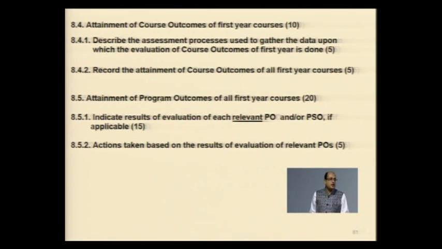All POs may not be relevant to the first year courses. That's why relevant word is used here, and program specific outcomes. And as we saw, action taken based on the results of evaluation of relevant POs in the program section. Methodology will remain same. Only thing is the people implementing this and the content will change from the first year subject perspective. Criteria 9 is student support system.